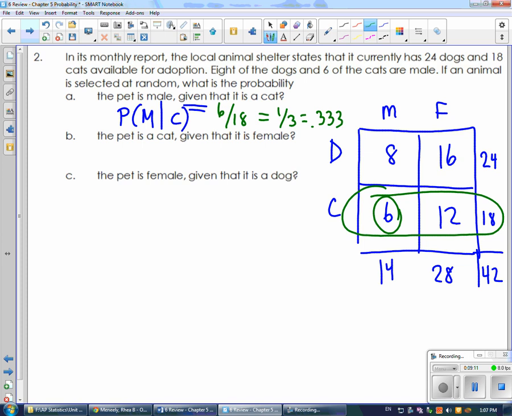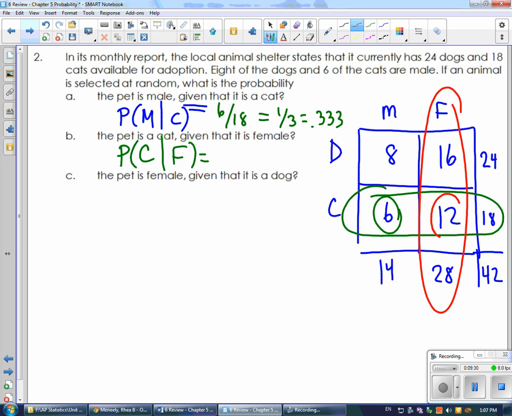The probability that the pet is a cat, given that it is female. And again, I'm trying to find the probability of a cat. The given information comes second. And so this time, I'm not looking at all the cats, I'm just looking at all the female animals. And I know there's 28 of them. I want to know the percentage that are cats. So that's going to be 12 out of 28. And that reduces, I believe, to 0.429.